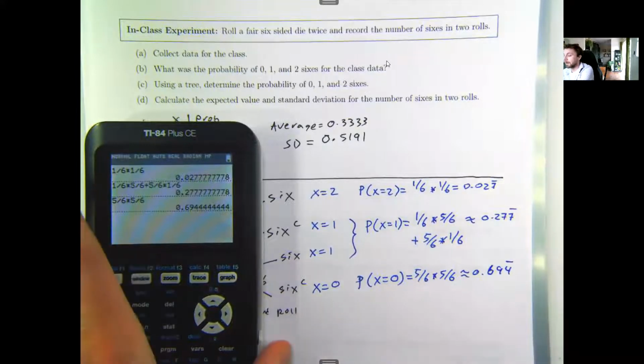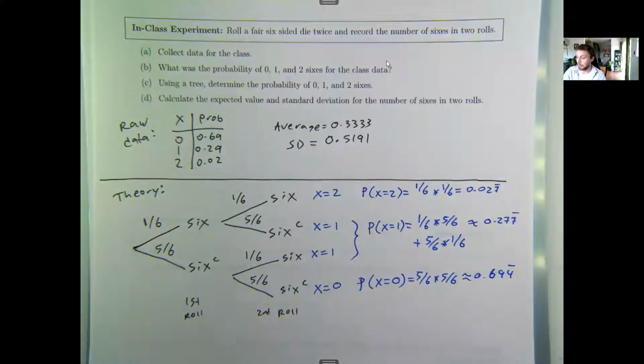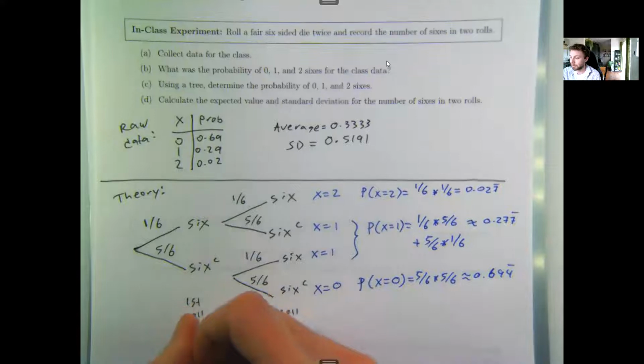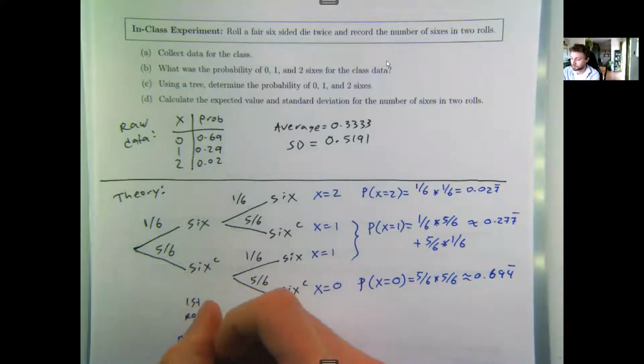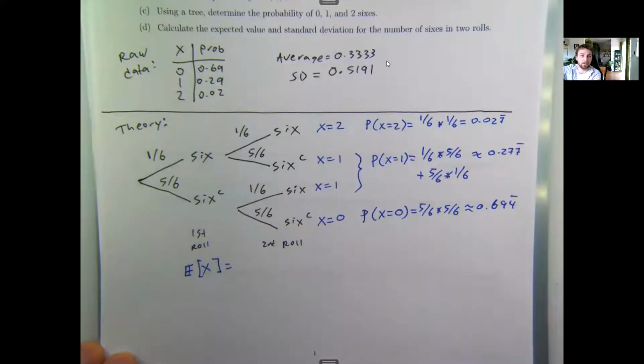This is actually surprisingly close to what we were seeing for that raw data. And that's promising already. So this means if we roll our dice enough times, what we're seeing in practice should match up with the theory. That's promising. That's why we study the theory in the first place. Let's see what's going on with the expected value and the standard deviation.